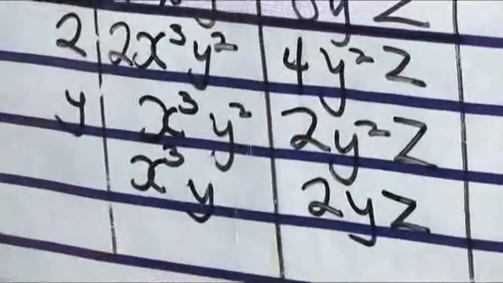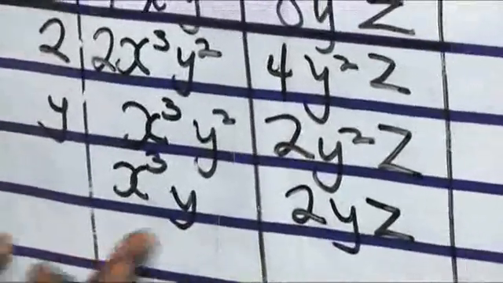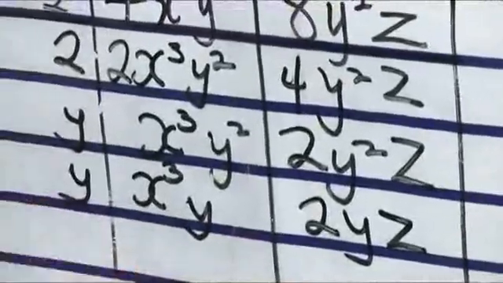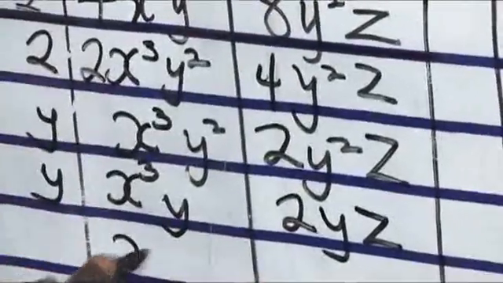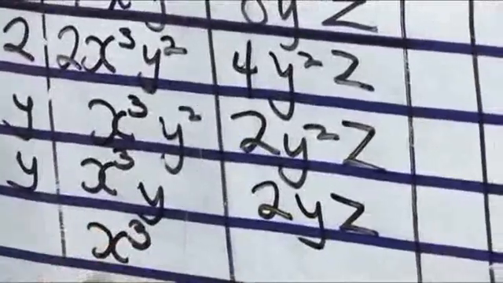Look at it. Is there any other letter that is common there again? There's y, there's still y. So it means you can still factorize your y out. Here we give you what? X cubed. There's no more y again. So here we have 2z.